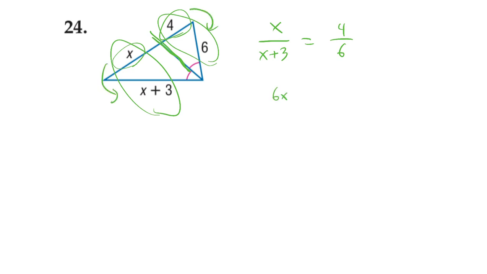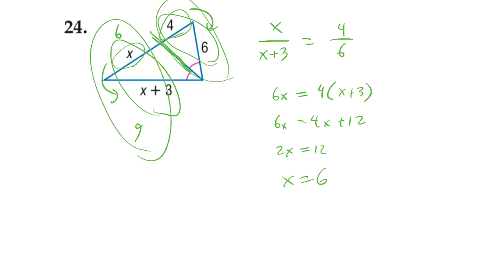So cross multiplying, we get 6 times x equals 4 times parentheses x plus 3. So 6x equals 4x plus 12. So subtracting, we get 2x equals 12, x equals 6. Woohoo! Now let's just plug it in. We'll get 6 to 9. And yeah, that's a 2 to 3 ratio here and a 2 to 3 ratio there.